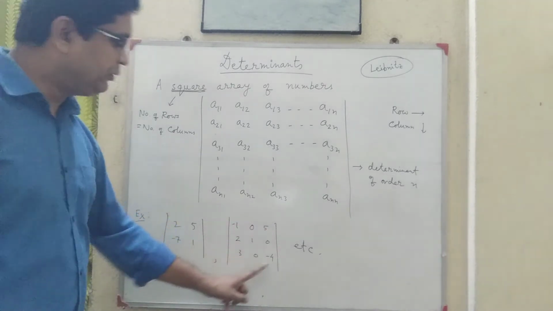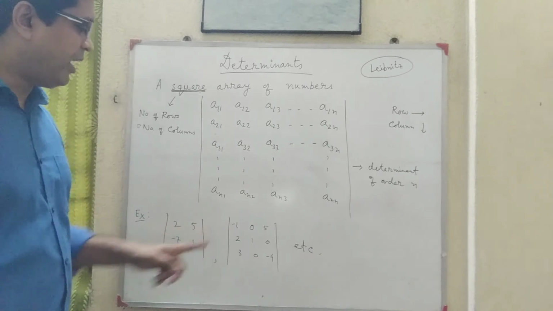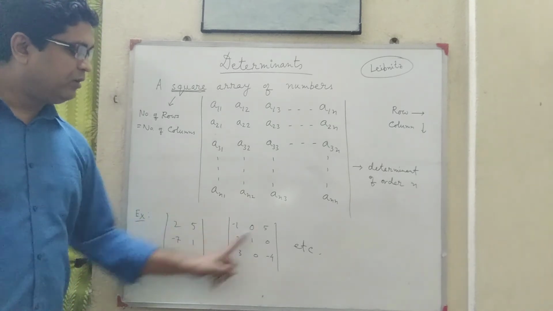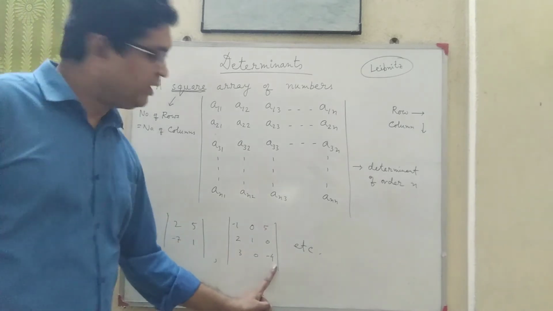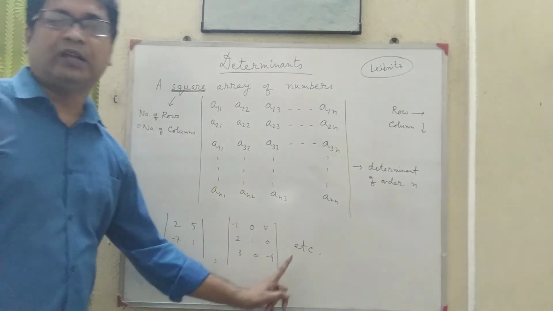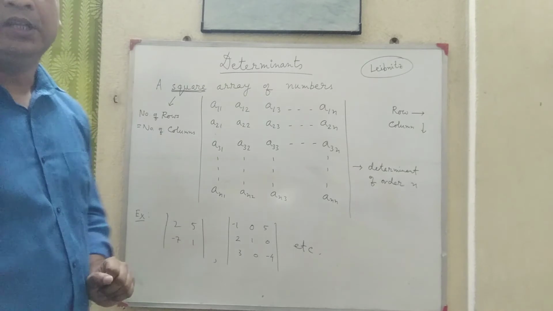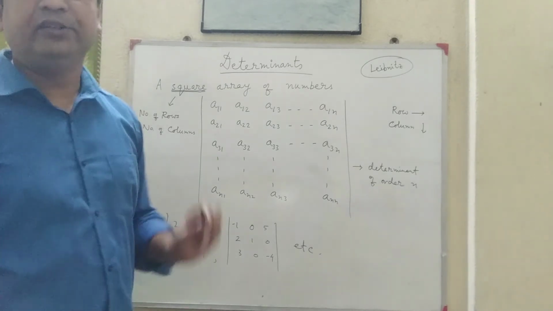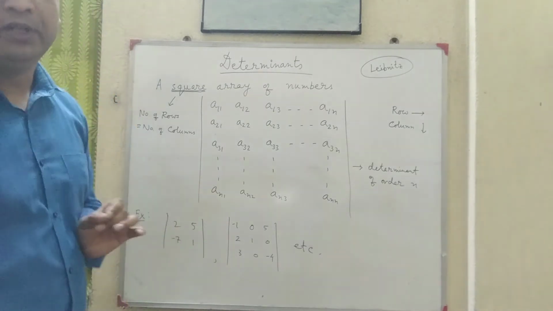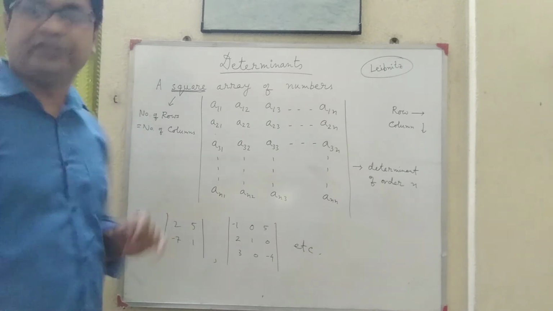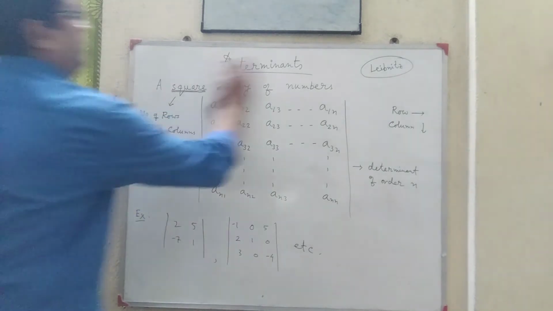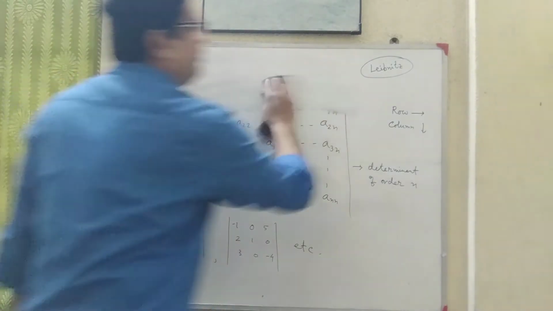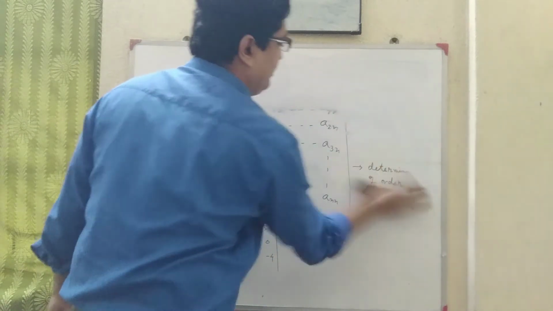Similarly, if you see this determinant, here you will find that there are 3 rows, 1, 2, 3, and 3 columns, 1, 2, 3. So this is a third order determinant. Now a determinant has a fixed value. Now how to find the value of a determinant? Let's see how to find the value of first a second order determinant.